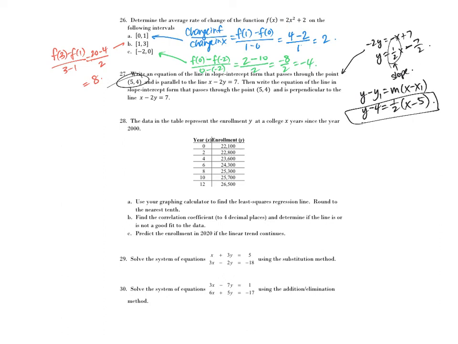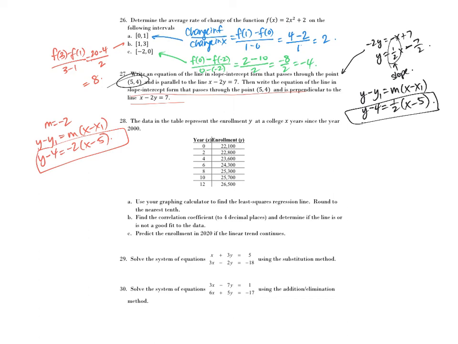The second one here, it needs to pass through that point and be perpendicular to that line. Okay, so I want the slope to be the negative reciprocal of that, so I want it to be -2, and I want it to go through the point 5, 4. So y minus y1 equals m times x minus x1. So y minus 4 equals -2 times x minus 5. So that's the answer to the second one. That's perpendicular.